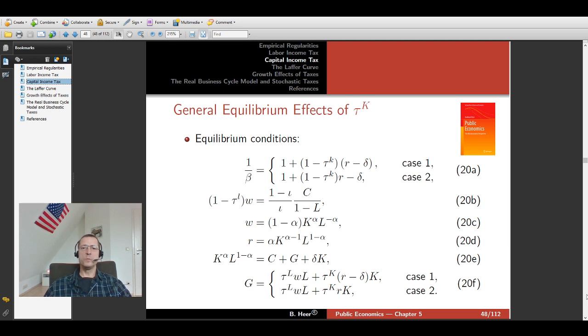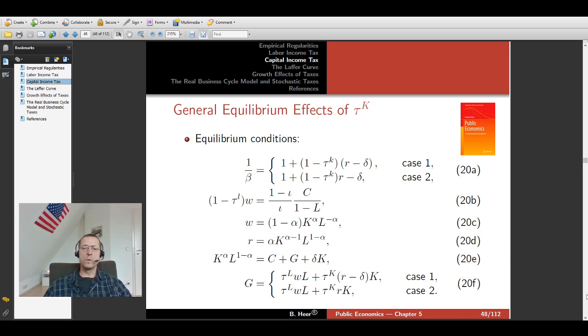Now, these steady-state equilibrium conditions are presented by equations 20. So equation 20a is our Euler equation. Equation 20b is our first order condition with respect to labor. 20c and d are the marginal products of labor and capital, which are equal to the wage rate and the interest rate. Equation 20e is our resource constraint, which we can derive from inserting the fiscal budget and the marginal products of labor and capital in the household budget constraint. And equation 20f is our resource constraint in steady state.